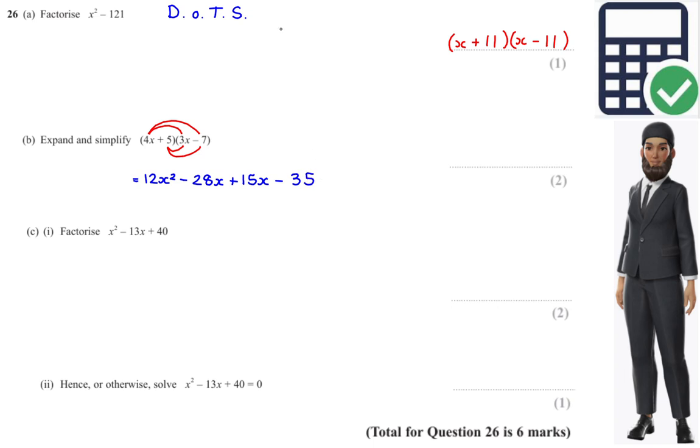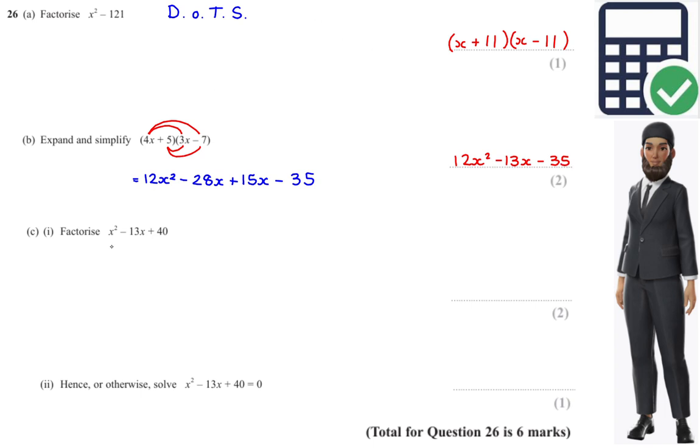Now that's the expansion, and now we just need to simplify. So we'll end up with 12x squared, minus 28x plus 15x gives us minus 13x, and you have minus 35. Okay, so let's move on to the next one.